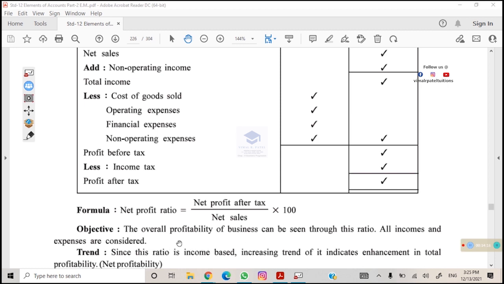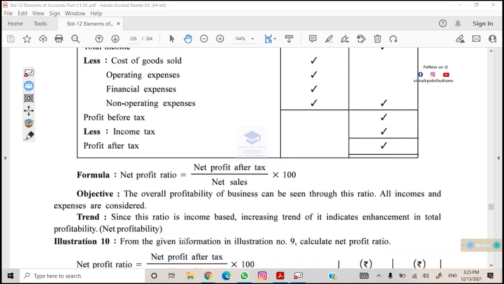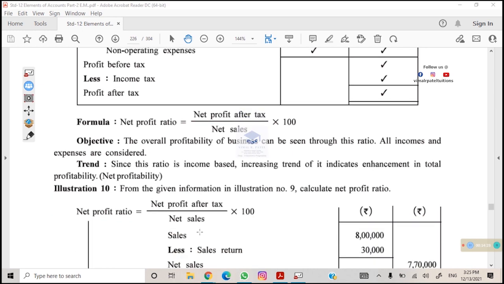What is the objective? The overall profitability of the business can be known with the help of this ratio. This is the income based ratio. So an increasing trend of it indicates enhancement of total profitability.